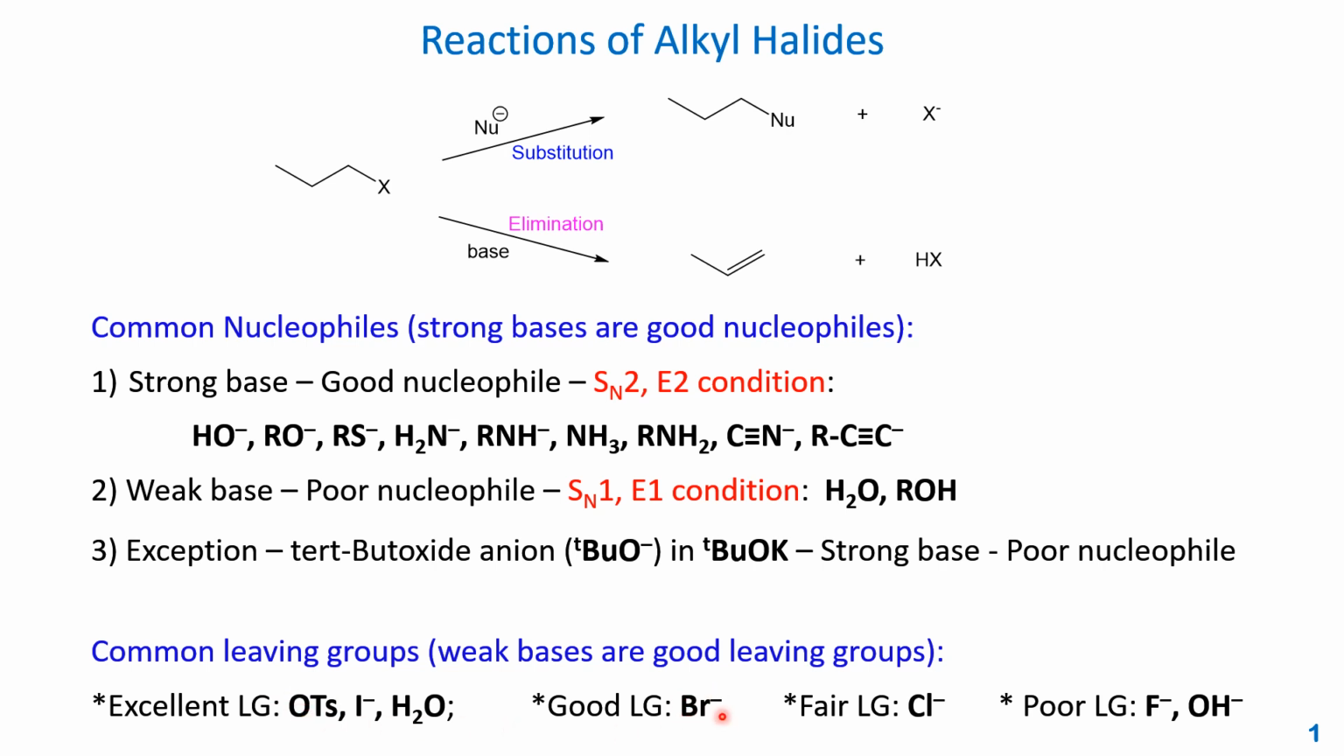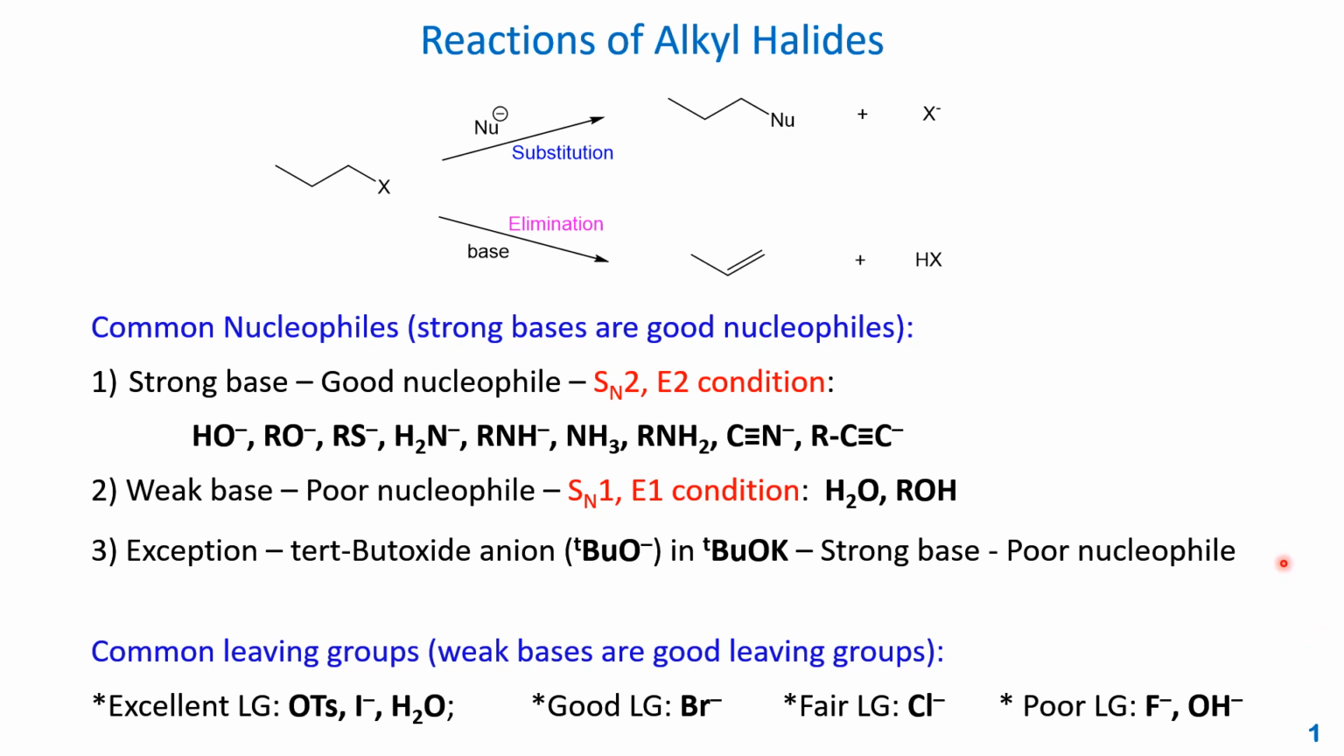Now bromide is an example of a good leaving group. Chloride is not as good as bromide, so it's called a fair leaving group. Poor leaving groups are pretty strong bases: fluoride and hydroxide. They are poor leaving groups.